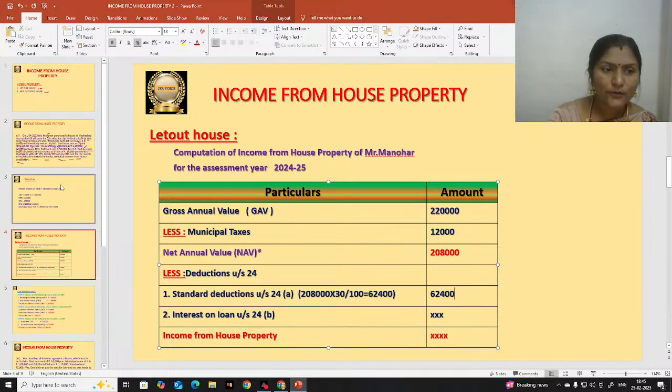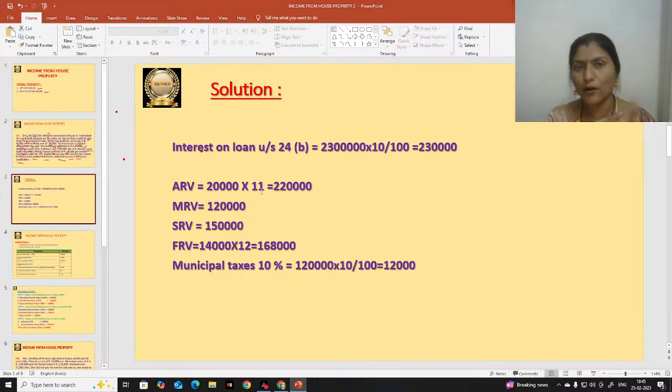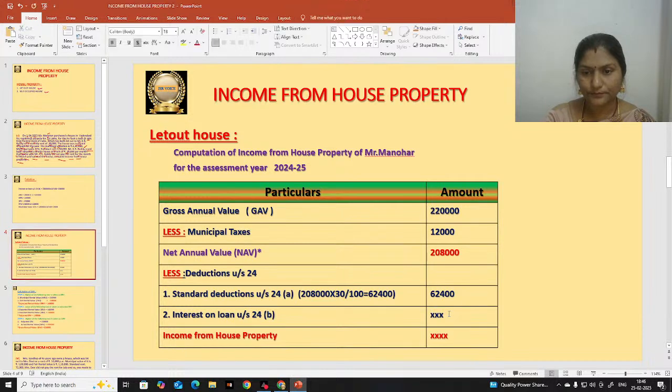So how much do we actually have in the question? We already recorded it in the solution box. Interest on loan is how much? 10% they gave. And what is the loan amount? 23 lakhs. 23 lakhs into 10 by 100, 2,30,000 is the interest on loan we calculated. Let us take that: 2,30,000.